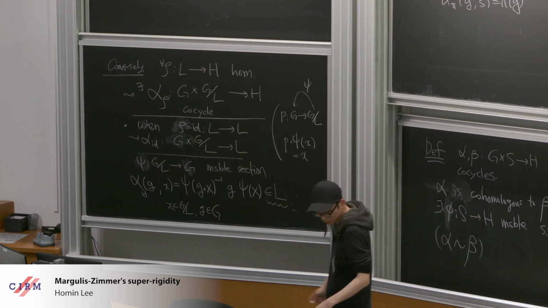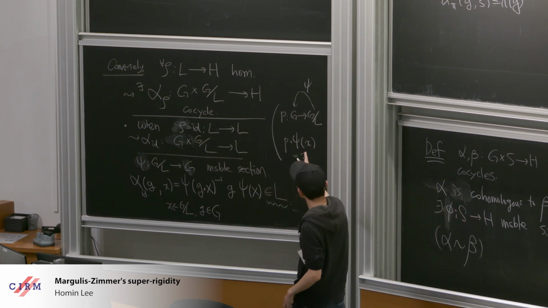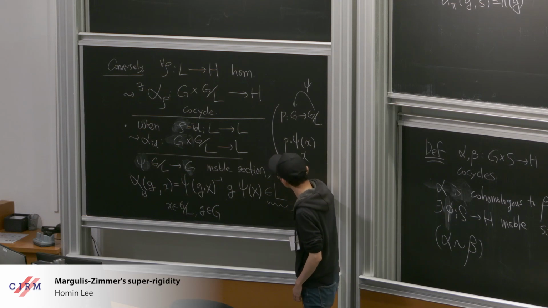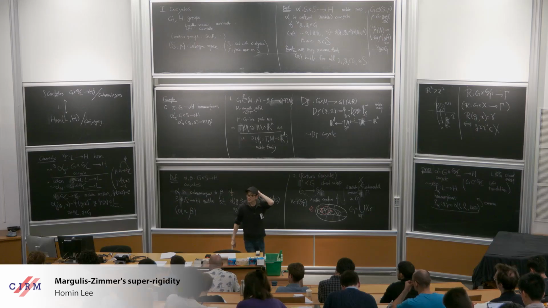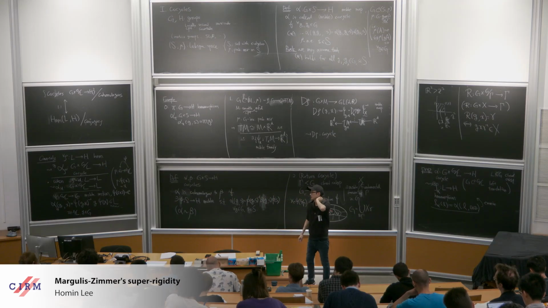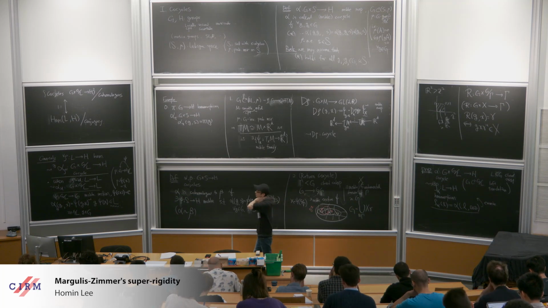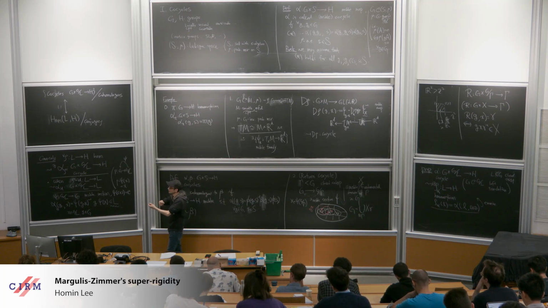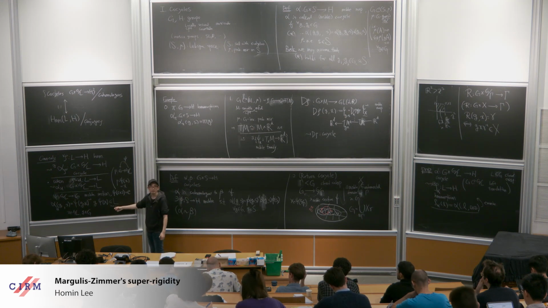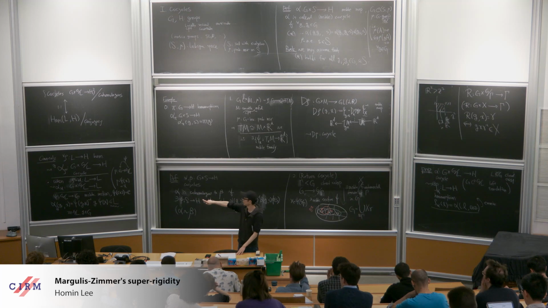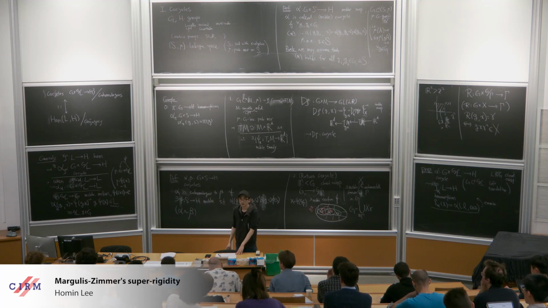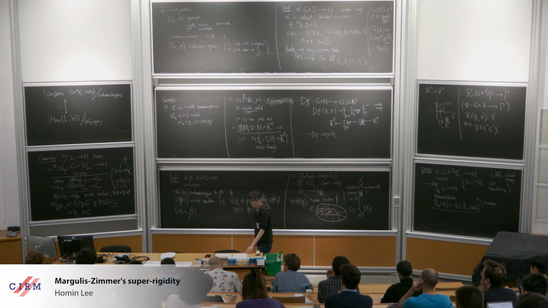And maybe there's one thing I need. I need a measurable section, maybe I need this one for safety, so that the identity coset maps to the identity. This is not a big assumption, so you can really choose the measurable section that maps the identity coset to the identity. Then you can define it like this, and then you will get the cocycle. Make sense?